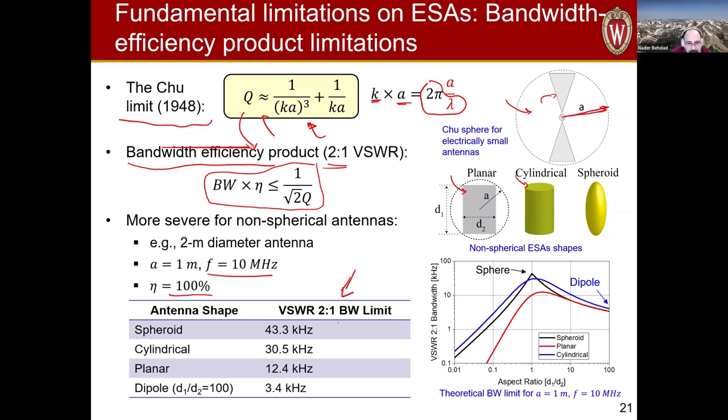And in this table, we're seeing that if the antenna has a spherical shape, the bandwidth that we can expect to get is about 43 kilohertz. If you have, let's say, a cylindrical antenna, the best bandwidth that we can get is about 30 kilohertz. And if it's a planar antenna, 12 kilohertz. And if it's a simple, humble dipole antenna, you're looking at a bandwidth of about 3.4 kilohertz. That's the upper bound on the bandwidth that you can get from a system like that. So we are seeing that the bandwidths are really, really small.